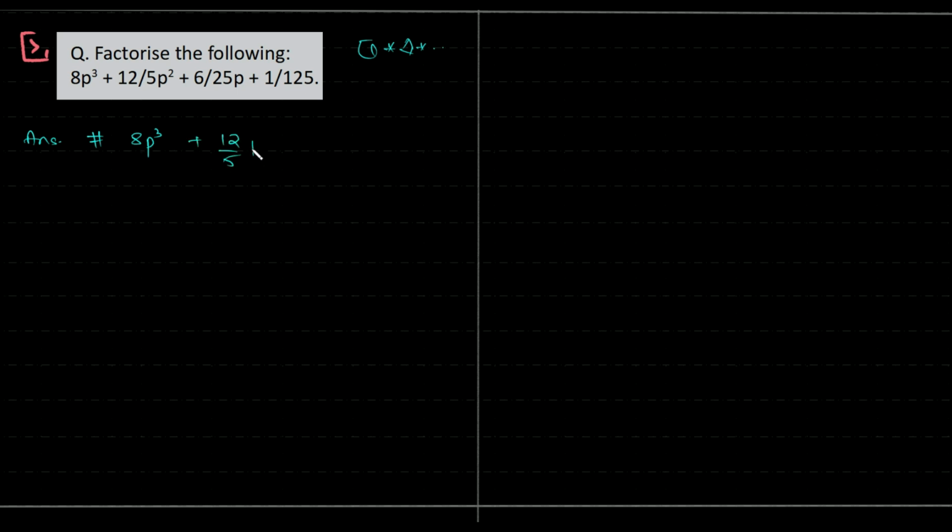12 by 5p square. We have a square term also. 6 by 25 into p. We have a linear term also, plus 1 by 125. And 125 is 5 cube actually, right? So now, what is it that we are looking at? This is 5 square. What else? So square and cube, everything is there.